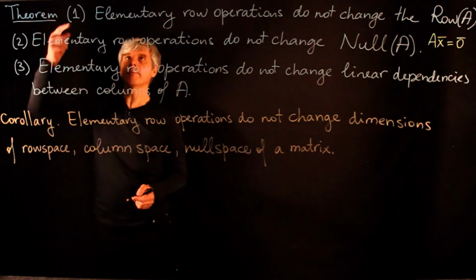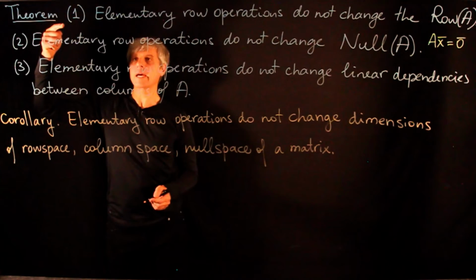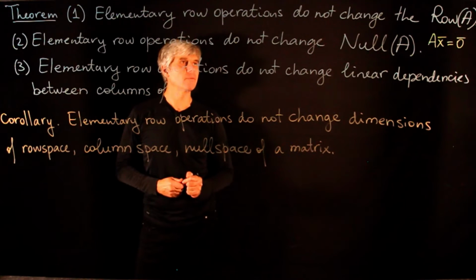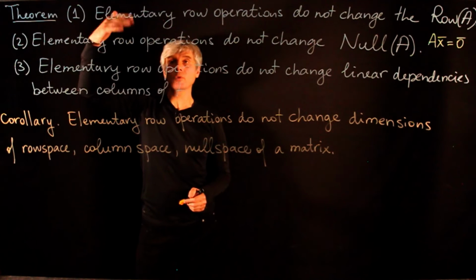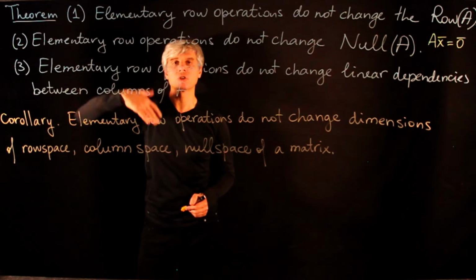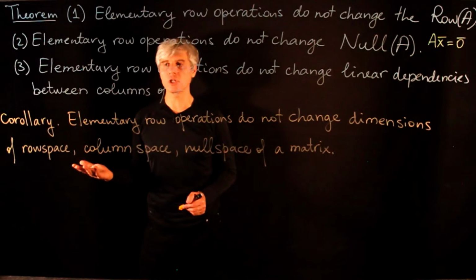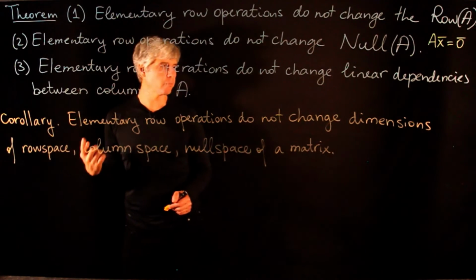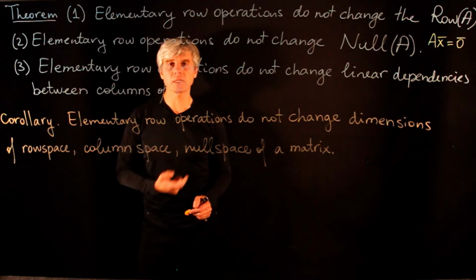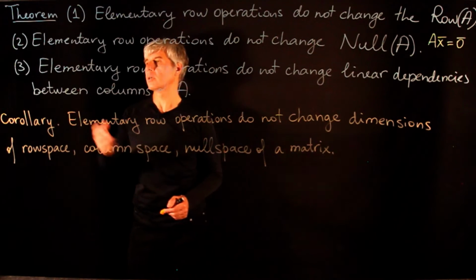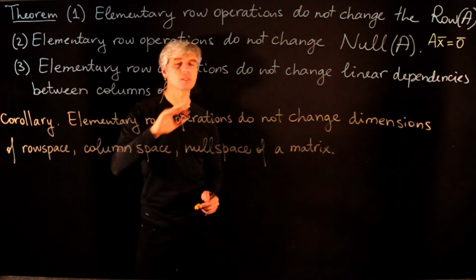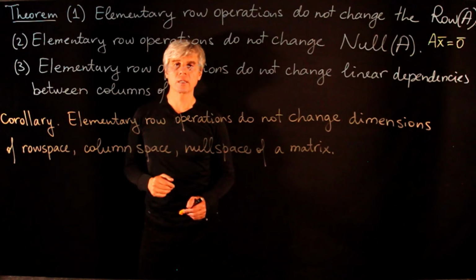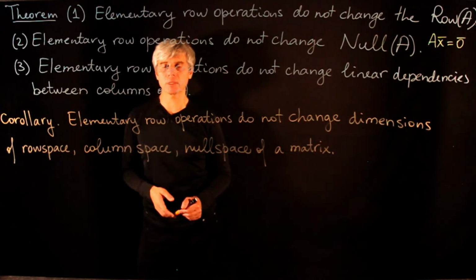Now, for row space and for null space, this is completely obvious because these spaces simply do not change. And if the spaces do not change, then the dimensions do not change either. So we only need to show that this is true for the column space, because the column space may change, but here we know that linear dependencies do not change. And so this should help us prove that the dimension of the column space is fixed under elementary row operations.